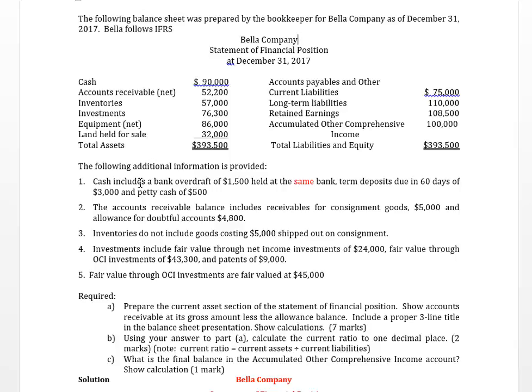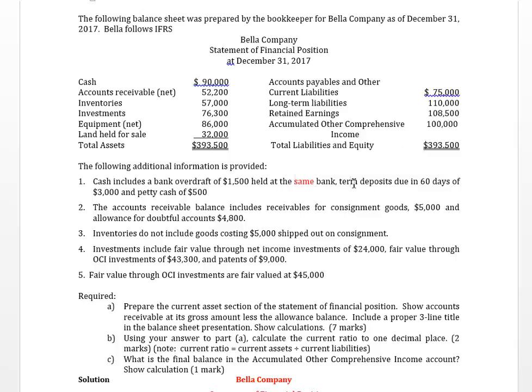Now, you would have also noticed in the additional information, I changed it a little bit, because I said that the cash balance of $90,000 included an overdraft of $1,500, but unlike the first quiz, this overdraft account was held at the same bank. So it was fine to net it out here. You didn't have to make any adjustment of that $90,000 for the $1,500 because it's at the same bank, so they deducted it and that's fine.